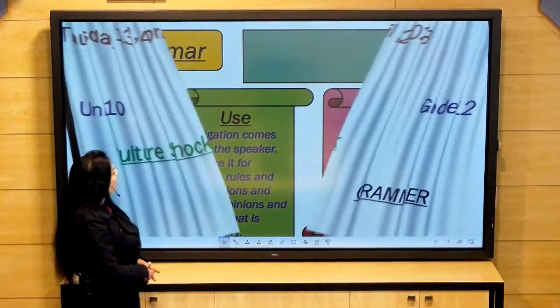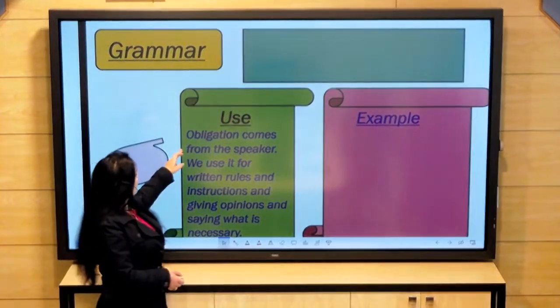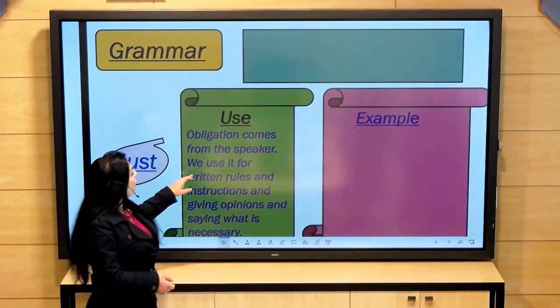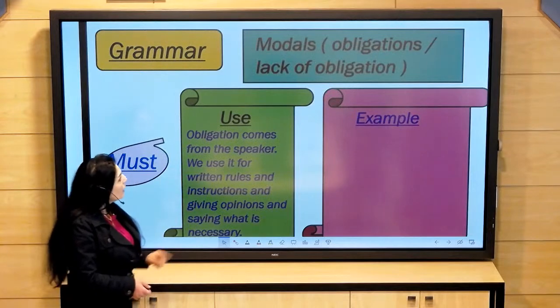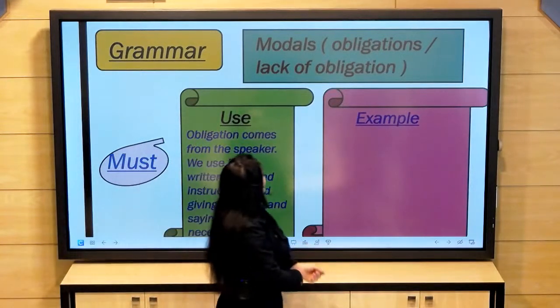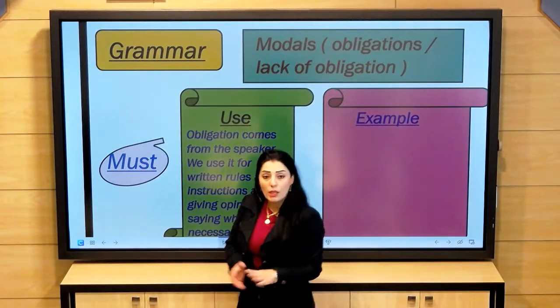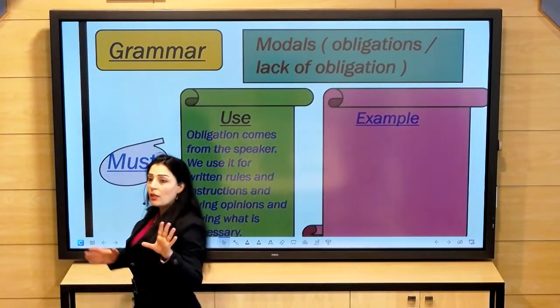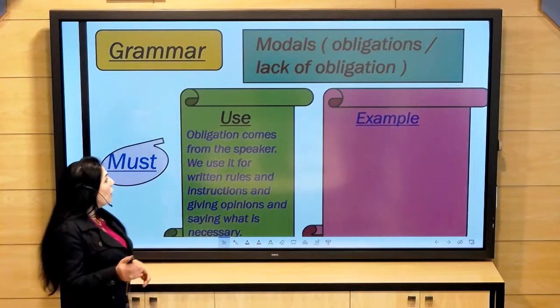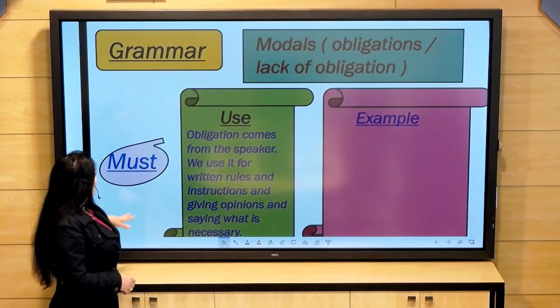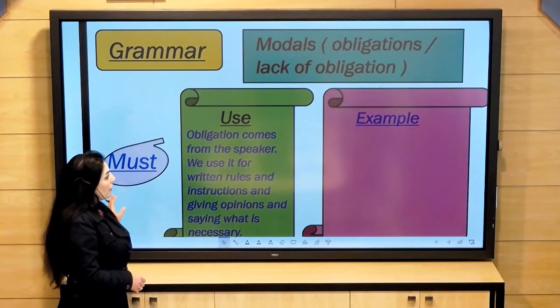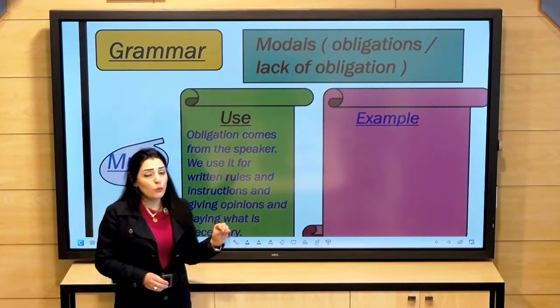So, grammar, we'll start with modals, okay? We're going to talk about modals, obligation, and lack of obligation. The first one is must. Why do we use must?